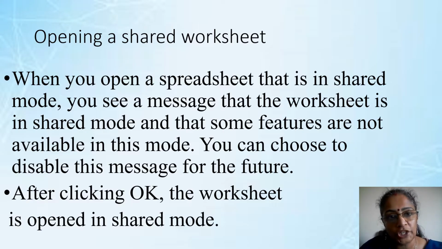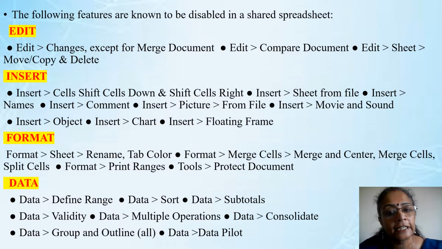Now that you know how to share a worksheet with others, when you open a spreadsheet that has been shared, you will see a message that certain features of the worksheet are disabled, or will not be available to you in the shared mode. You can choose to disable this message further, and you can click on OK. Now what are the features or commands which are deactivated when you are in a shared mode? When you share a document with somebody else, certain features or commands are disabled by default. So the following are the disabled features.